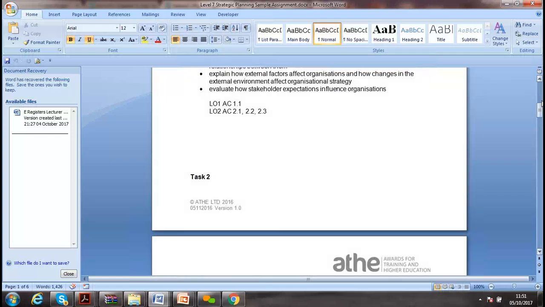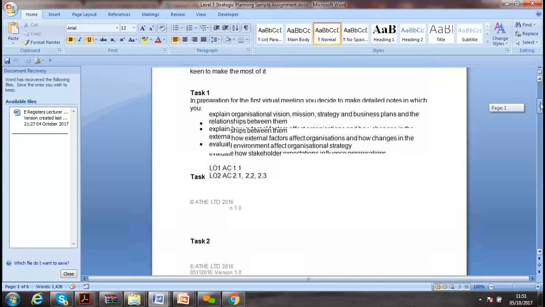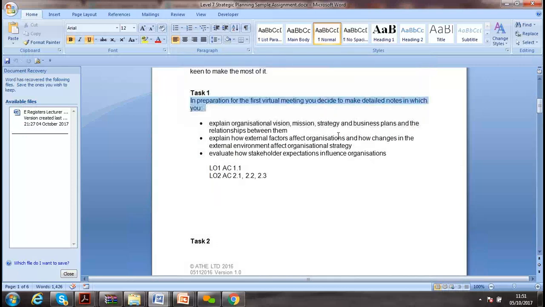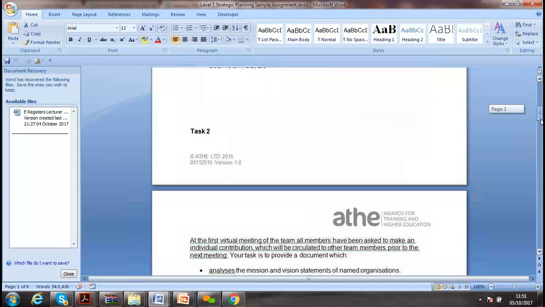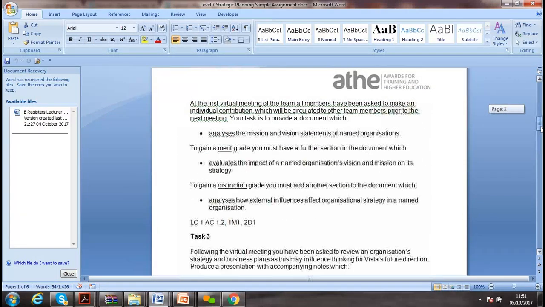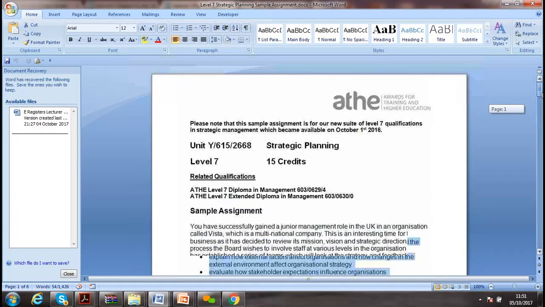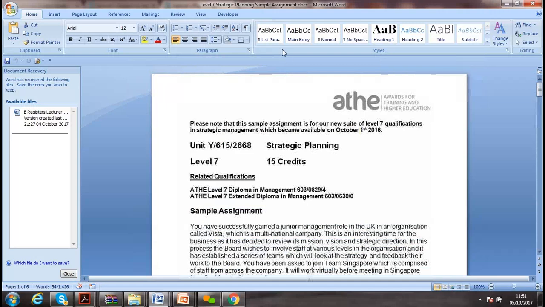Okay. So we need to really focus on these tasks. And they need to be related to the organizations and we need to address it. Okay. All these learning outcomes in task 1, and we'll go through it during the next lesson. Okay. Anything else? Any questions? No. Okay.